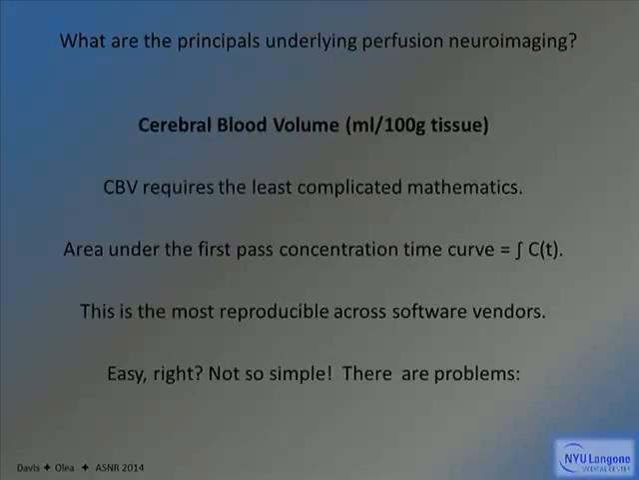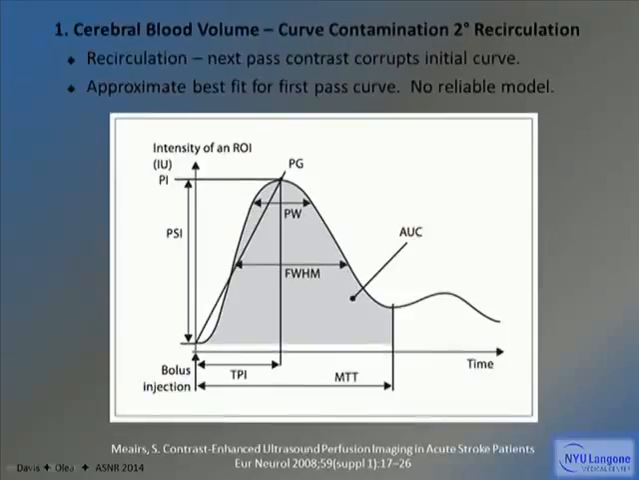So we moved on to cerebral blood volume, which seemed to be the natural next index that we could utilize. It requires the least complicated mathematics. It's the area under the first pass curve. It's simply the integration of the curve, the area under the curve, and it is the most reproducible index across all of the software vendors. So easy. Seems like this should be the perfect index, but unfortunately, there are problems. Let's take a closer look at the concentration curves and cerebral blood volume. The first is that there is no perfect concentration curve.